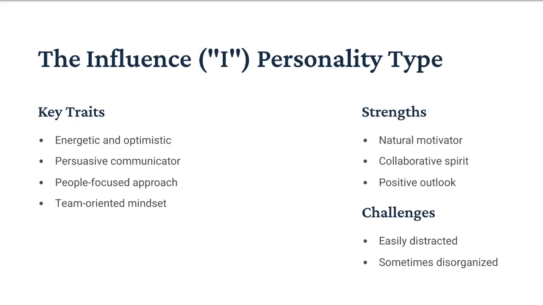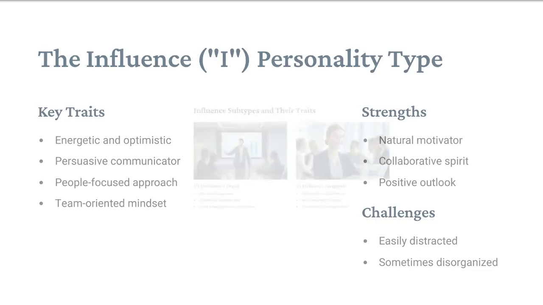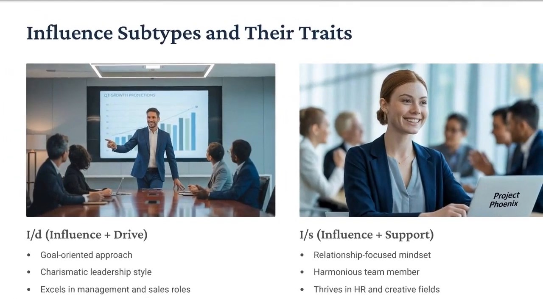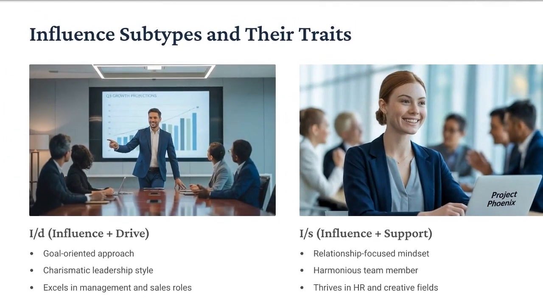However, they can sometimes become easily distracted or lose focus. They may also struggle with organization, which can affect consistency in execution. The influence I personality type has subtypes that blend with other traits, shaping different strengths.